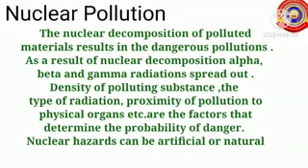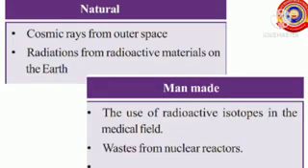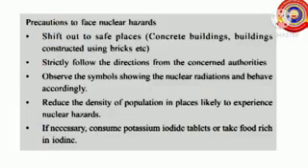Nuclear hazards can be artificial or natural. Some examples for natural hazards are cosmic rays from outer space, radiations from radioactive materials on the earth, etc. For man-made hazards, the use of radioactive isotopes in the medical field, waste from nuclear reactors, etc.